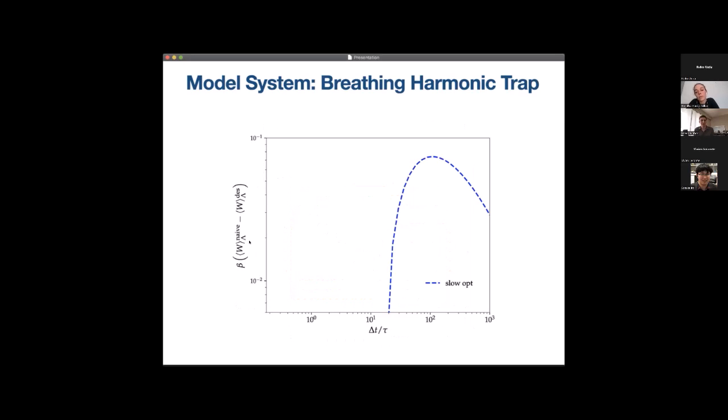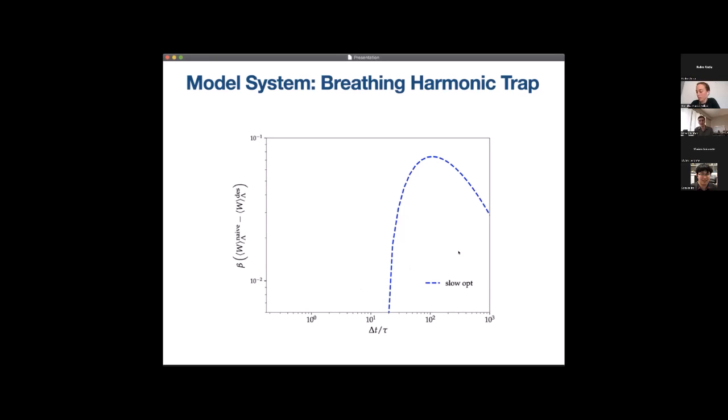So here we can look at the naive work minus the designed work, which basically, if this quantity is positive, then we're doing better than this naive protocol. So that's sort of the benchmark. And then on the horizontal axis here, we have the protocol duration. So basically the right side here corresponds to long duration, that's a slow protocol, and the left side will correspond to short duration, that's a fast protocol.